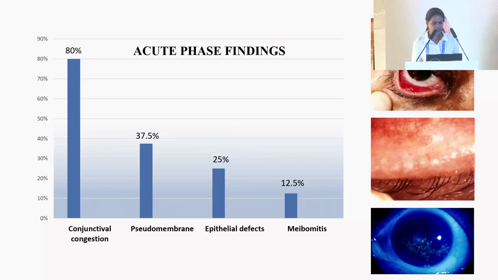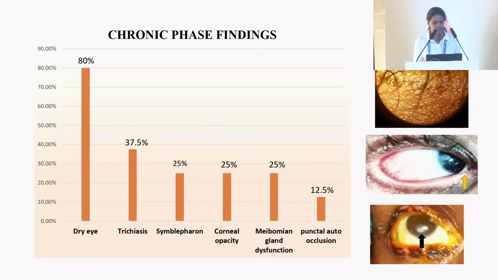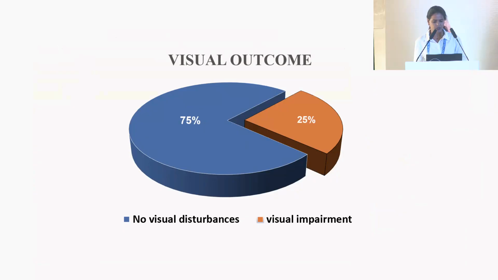So in acute phase findings, 80% of them had conjunctival congestion, 37.5% had pseudomembrane formation, 25% had epithelial defects, and the least were meibomitis. In chronic phase findings, 80% of them had dry eye, 37.5% had trichiasis, 25% had symblepharon formation, 25% had corneal opacity, and also meibomian gland dysfunction, and 12.5% developed punctal auto-occlusion. So the visual outcome, only 25% had visual impairment, that was because of corneal opacity formation, and 75% did not have any visual disturbances much.